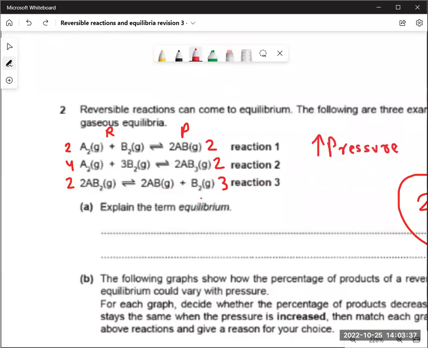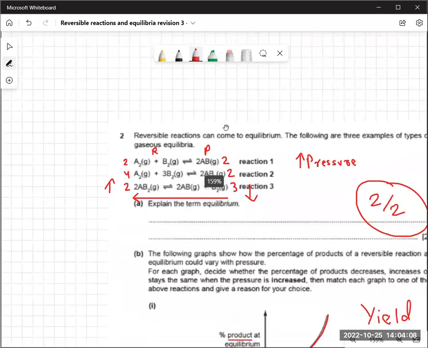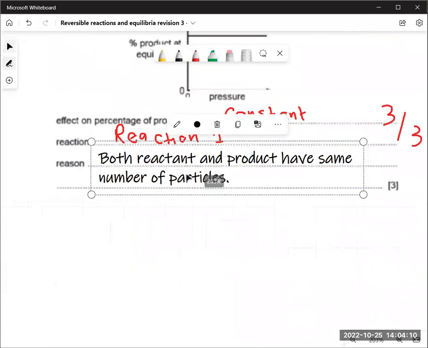So it's decreasing because, if you want to increase the pressure, you have to have the lower number of particles. Increase, you need the lower; decrease, you need the higher. So since I'm increasing the pressure, it's going backward. Therefore the reactant is increasing, therefore the product must be decreasing. Yes, that's what's happening. So what is the reason here?